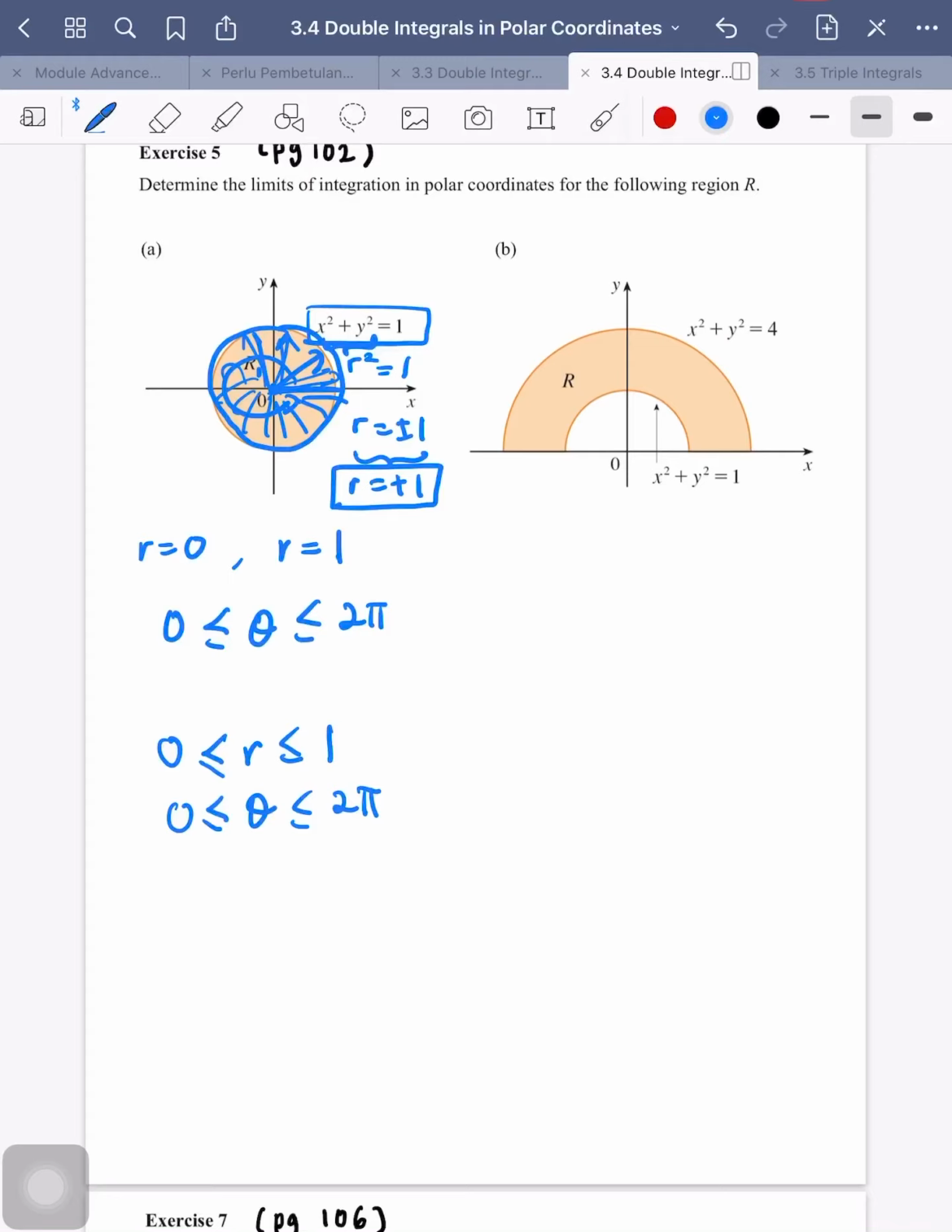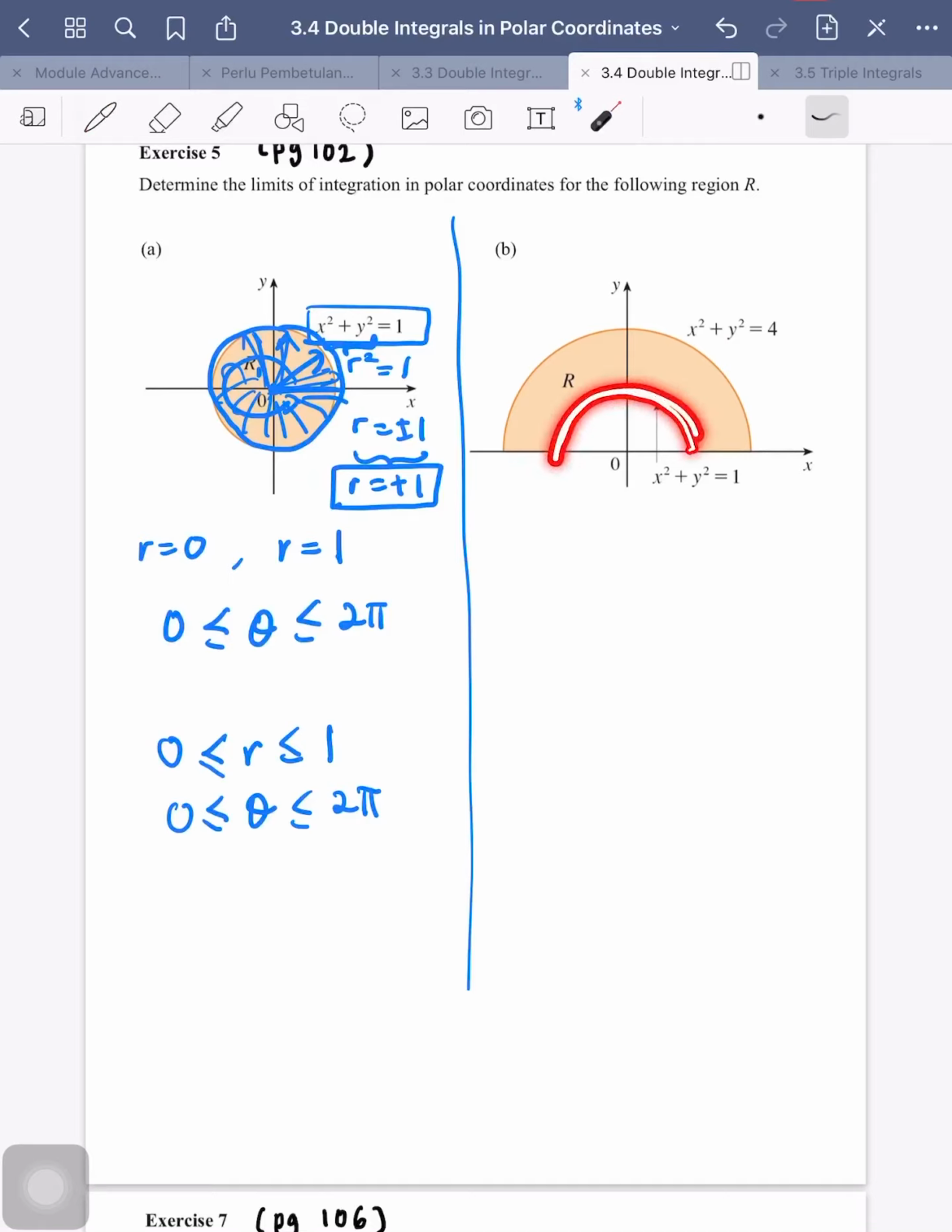Okay, done for the first example. The second example, as I mentioned, looks from inside to outside. From inside of the shaded region, you saw this one first, right? The equation of this one first: x squared plus y squared equal to 1. And the outside, you found this equation.